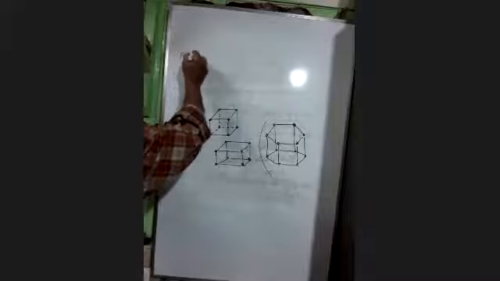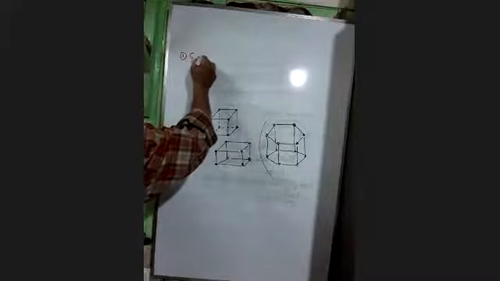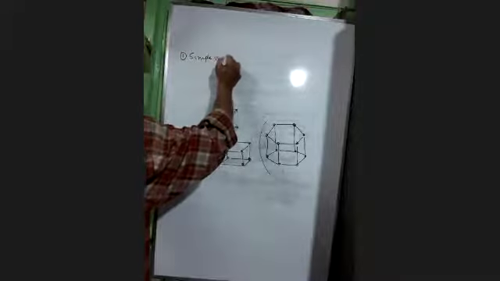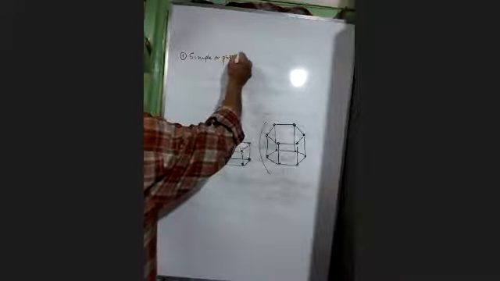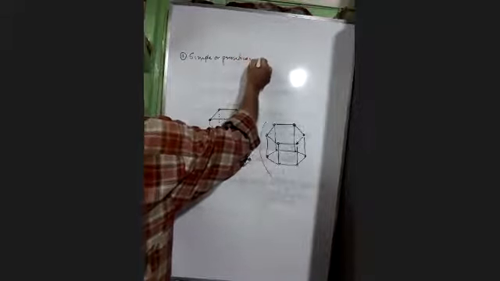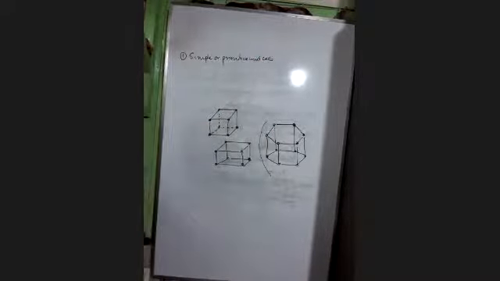So if you go on the basis of this, we can classify crystal into 2 categories. We call it simple or primitive unit cells. This is the simplest possible.